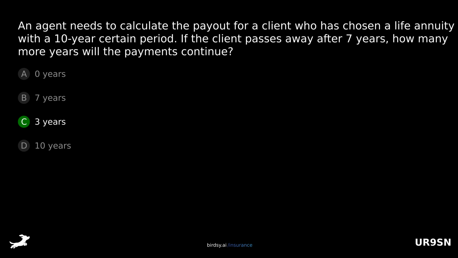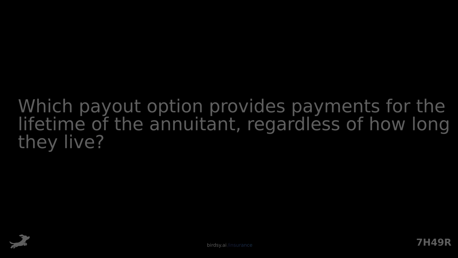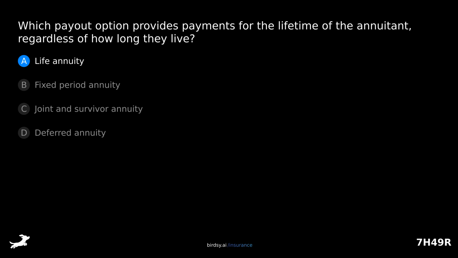The answer is C, 3 years. Why this question may seem a bit tricky: the distractors include incorrect calculations of the remaining period. Payments continue for 3 more years to complete the 10-year certain period. Which payout option provides payments for the lifetime of the annuitant, regardless of how long they live? Is it A, life annuity, B, fixed period annuity, C, joint and survivor annuity, or D, deferred annuity?